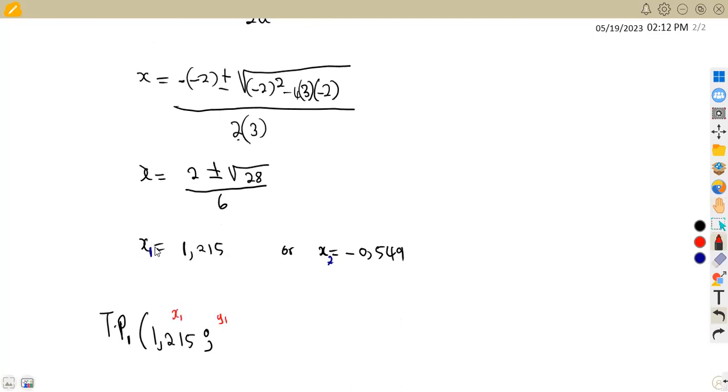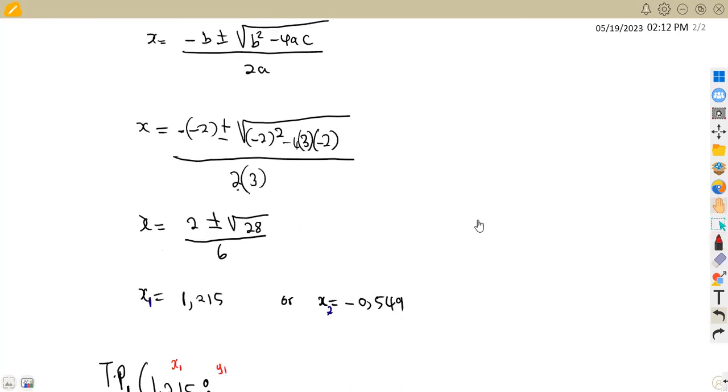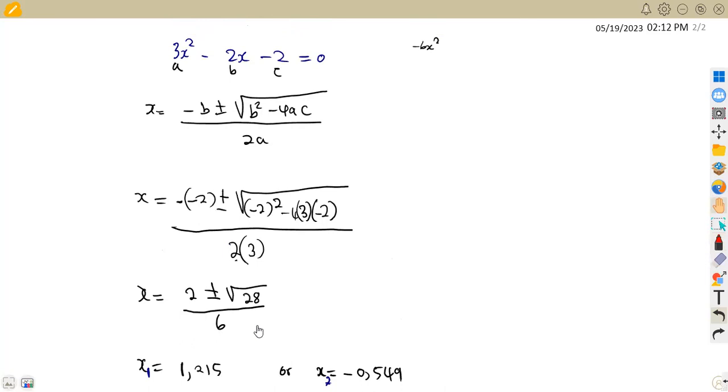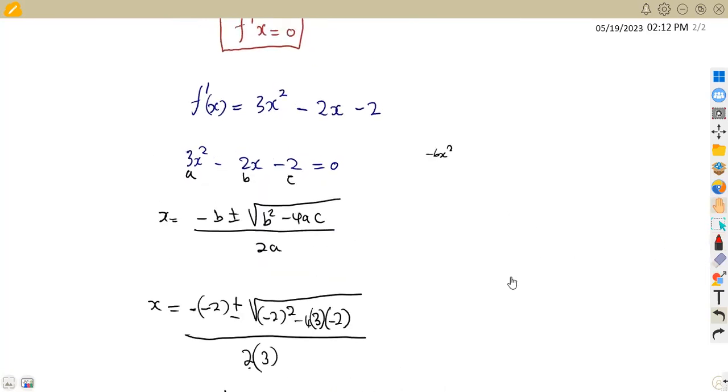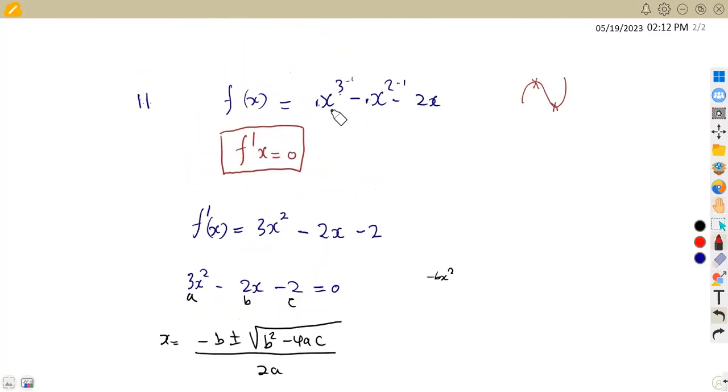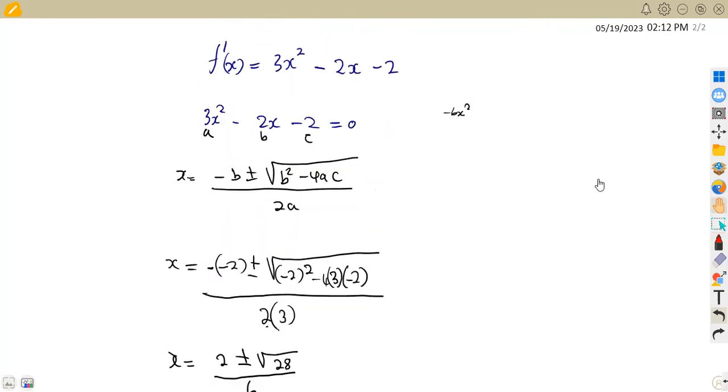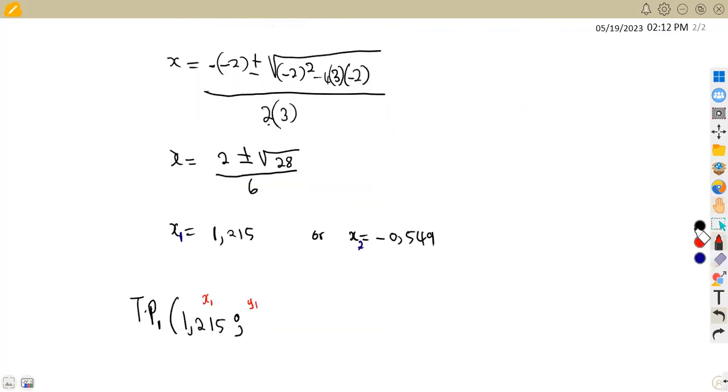From the first turning point, where x is 1.215, we substitute into the original equation. In place of x, we substitute 1.215. And this is going to give us the value of y, which is going to be negative 2.113.